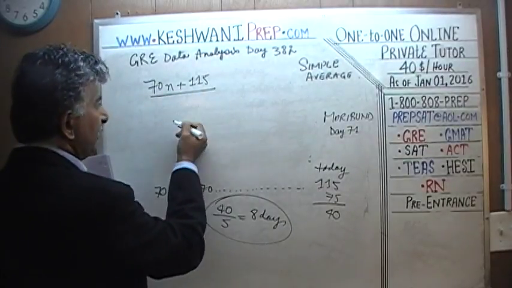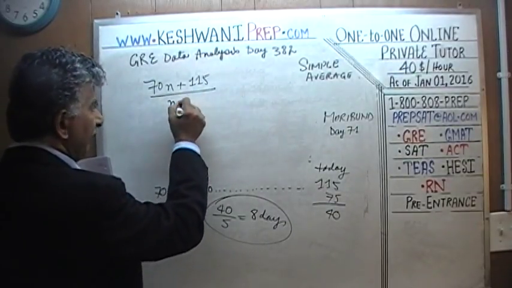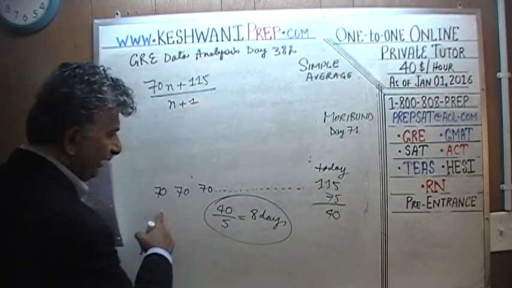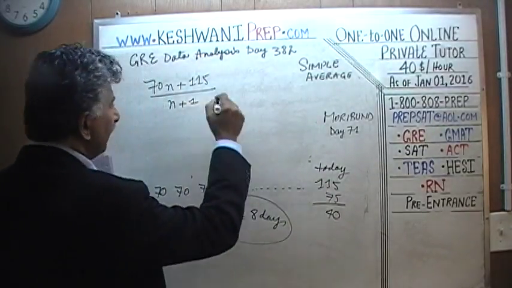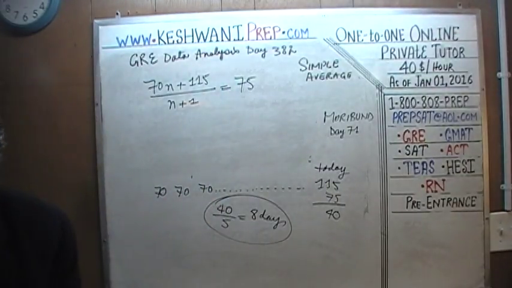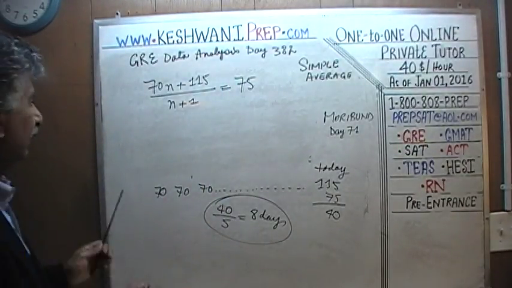So if you divide by the number of days, which is n days in the past, n today, don't forget, n plus 1, which is why this is the 1. This is the n, and that's the plus 1, which is today. And as a result, the new average is 75. All we have to do is solve this equation, and that's it. And you will see that you will find 8.